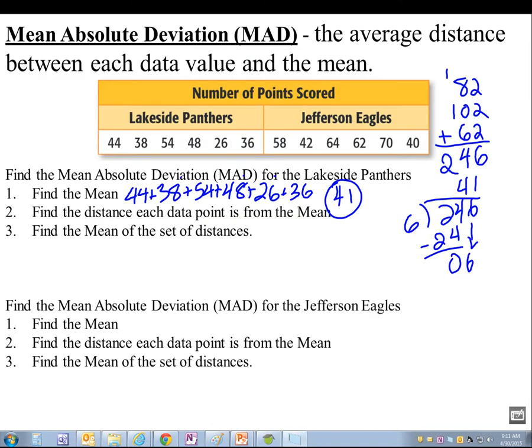We didn't find the mean of the distances yet because we needed to use that number and divide by how many data sets we have. So we do 46 divided by 6, which is going to be 7, which is 42. Then it's 4, bring down the 0. 40 is going to be 6. 6 times 6 is 36. There's another 4, so it's going to be 7 and 2/3. 7 and 2/3 points.